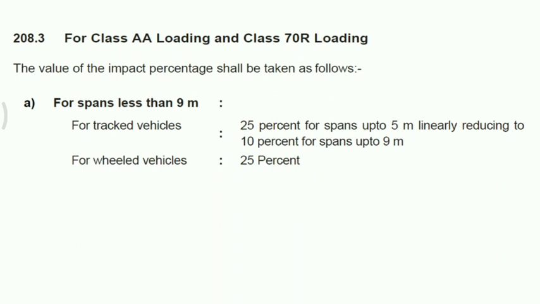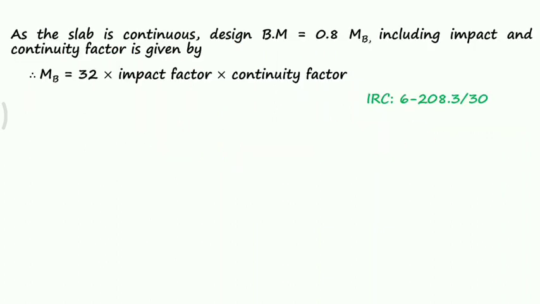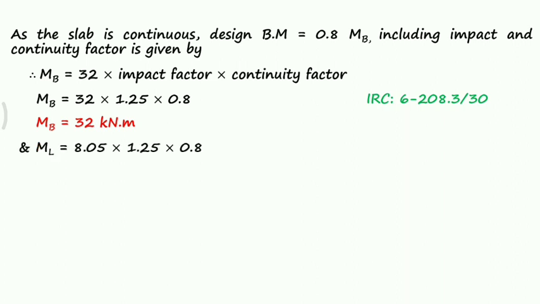for class AA loading, 25% for spans up to 5 meter for the tracked vehicle. So here the impact factor will increase. The load will be increased by 25% due to impact. So MB is equal to 32 into 1.25 into 0.8. So MB will be 32 kilonewton meter. Similarly for ML, ML is 8.05 kilonewton meter. These are the moments due to live load.